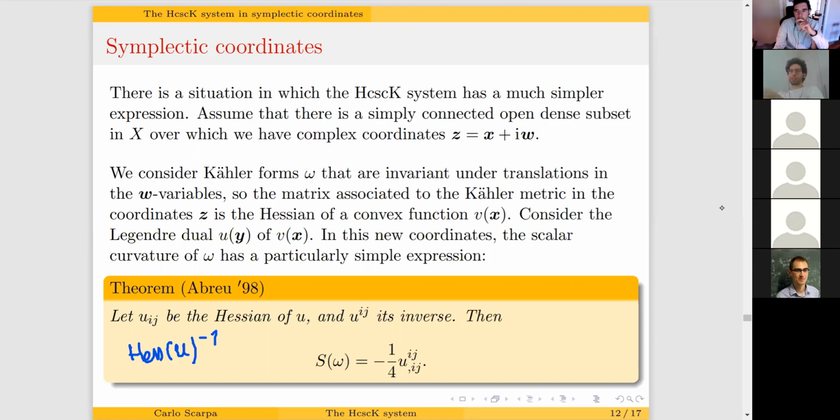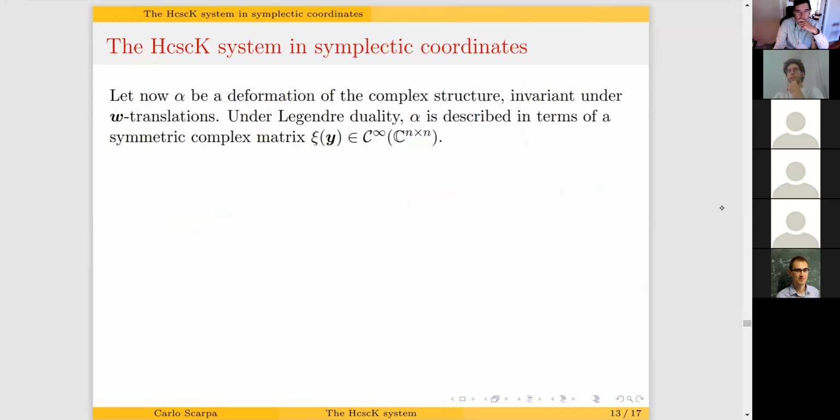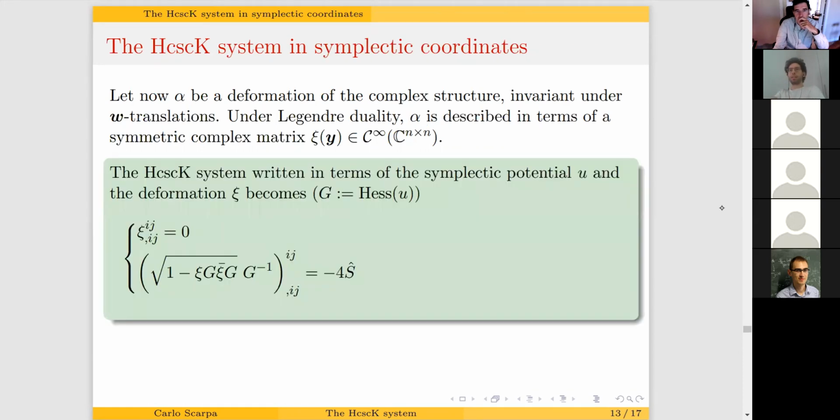Okay, so our question is, what does the Hitchin-cscK system look like in this special set of coordinates? First we restrict to considering deformations of the complex structures that depend just on the real variables. Then our deformation alpha is described in terms of some symmetric complex matrix Xi. And the Hitchin-cscK system has this shape. So the first moment map equation, which had this expression in general, becomes a much simpler condition on second derivatives of Xi.